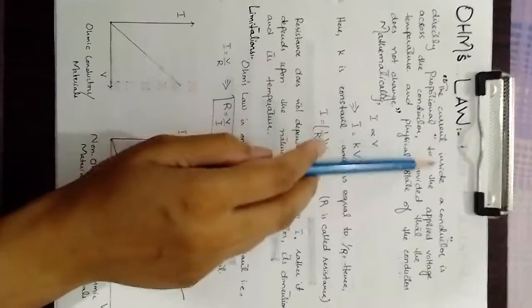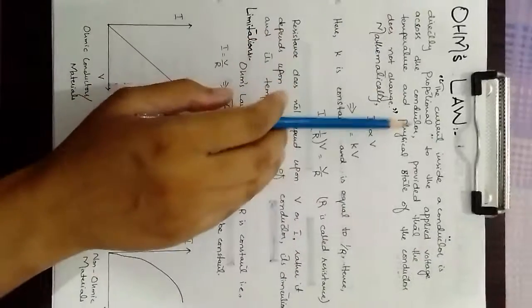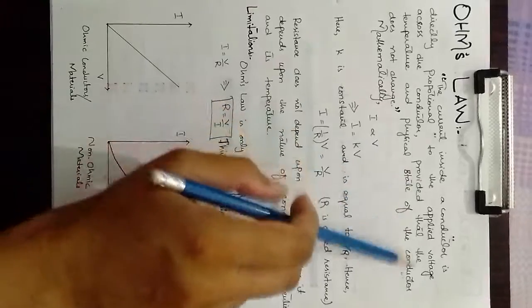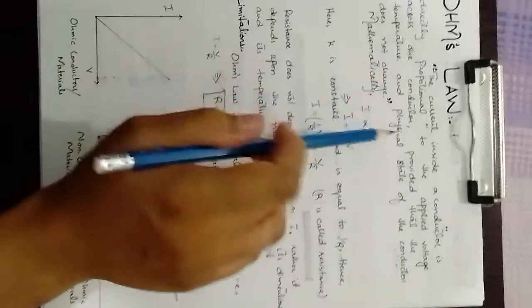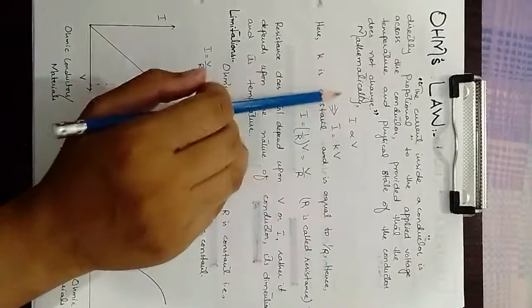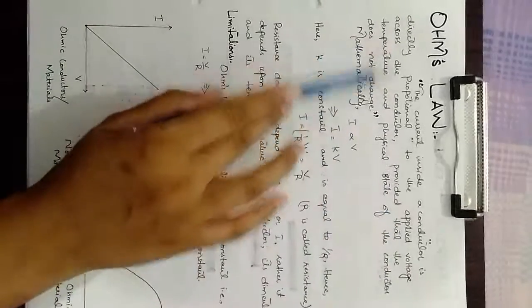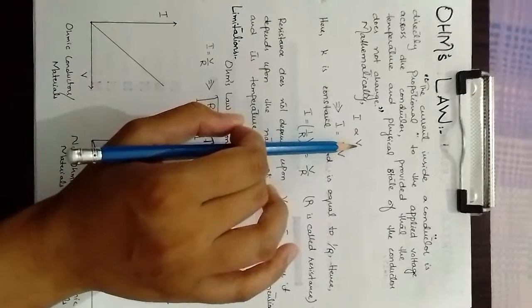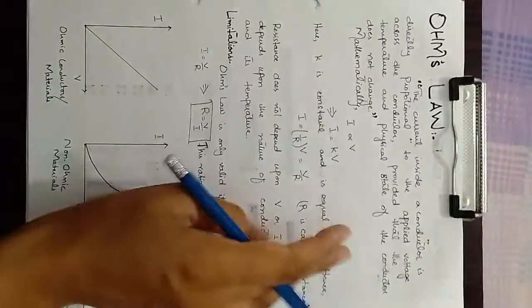So Ohm's law states that the current inside a conductor is directly proportional to the applied voltage across the conductor, provided that the temperature and the physical state of the conductor do not change. So basically, what does it say mathematically? The current inside a conductor is directly proportional to the applied voltage across the conductor, provided that the temperature and physical state of the conductor should not change.